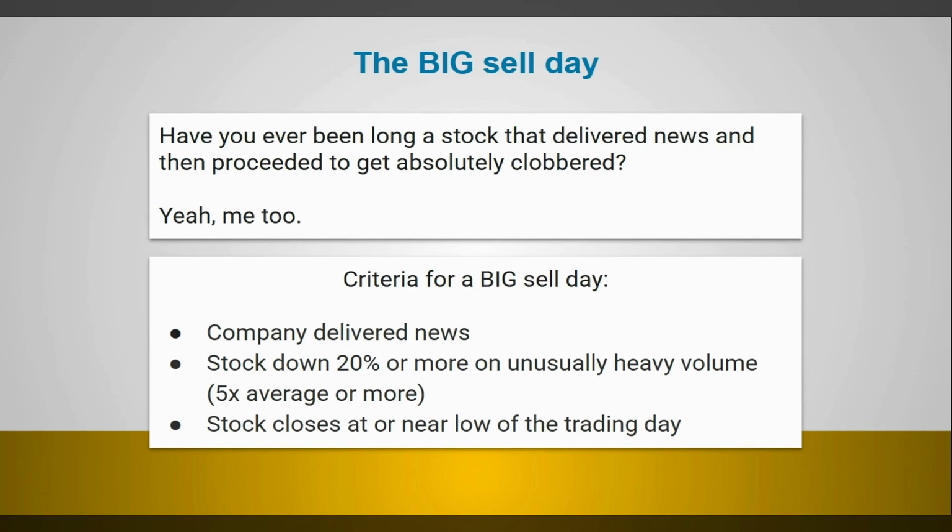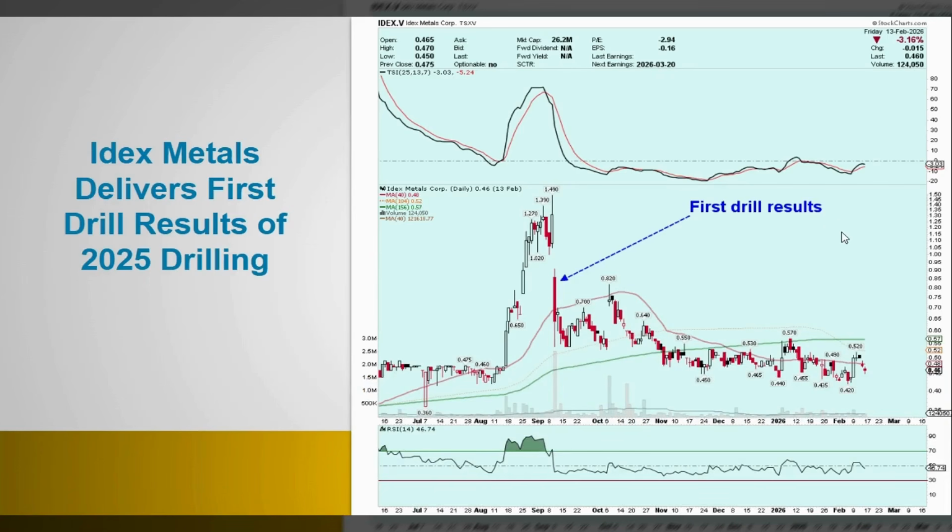Yeah, me too. So when the volume is unusually heavy, the stock closes down more than 20% and near the low of the day on news, that's a big sell day. And that usually means we shouldn't rush in to buy the stock immediately, right? Sometimes it'll bounce, but more often than not, in my experience, it will take a few months at least for the stock to base out and reset, right?